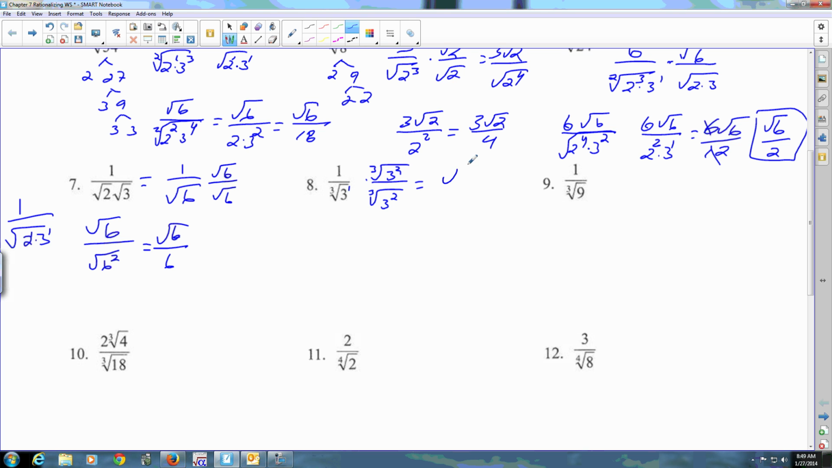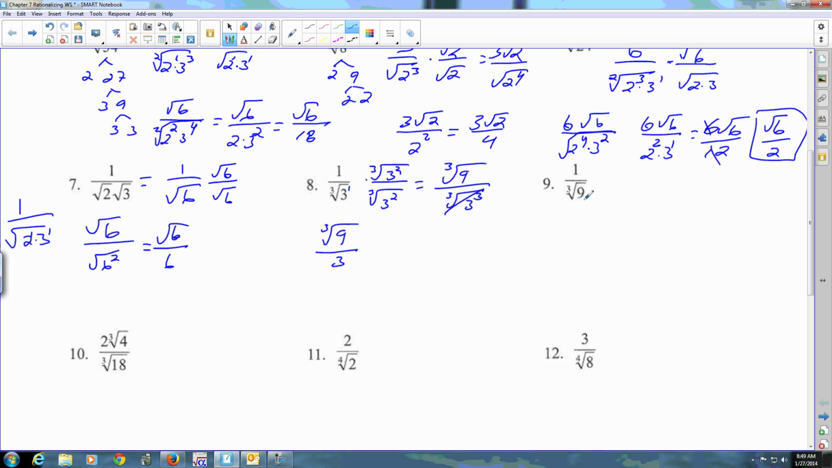The top becomes the cube root of 3 squared or 9, whichever way you want to write it. The bottom becomes the cube root of 3 cubed. The powers match the root, so this thing cancels out and 3 pops out. So you get the cube root of 9 over 3. And once again, that can't reduce.